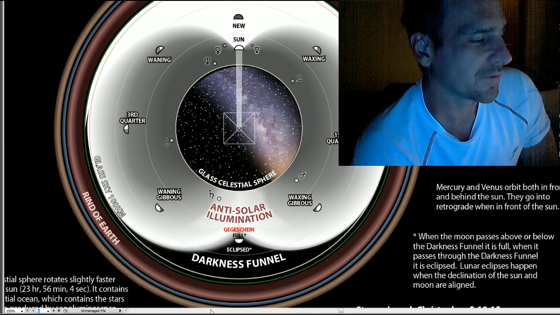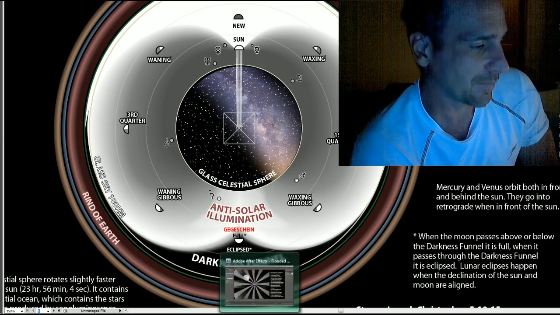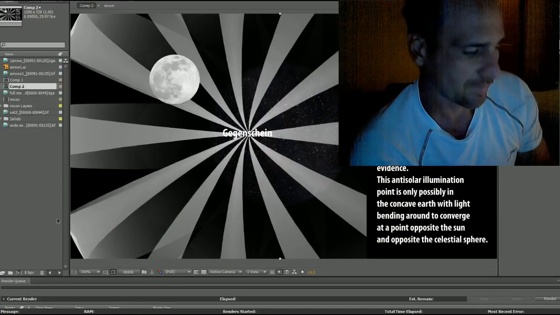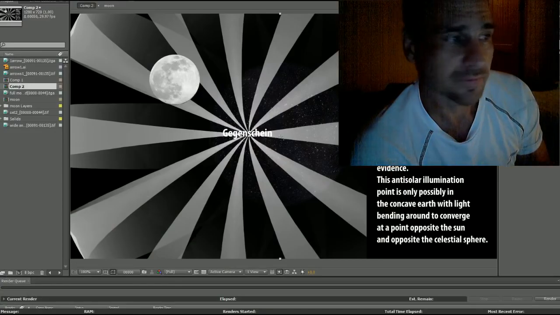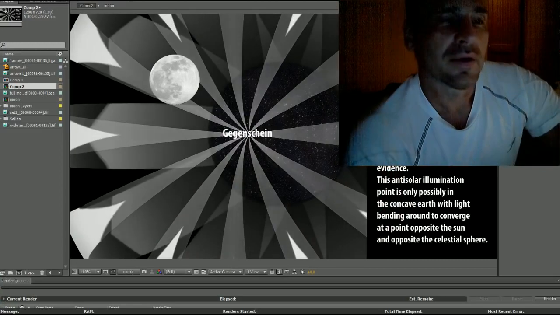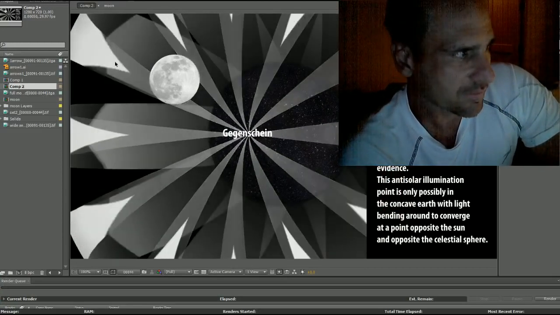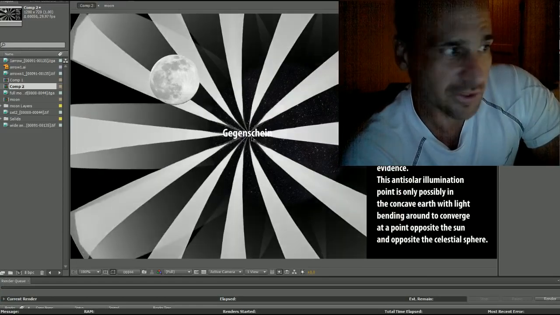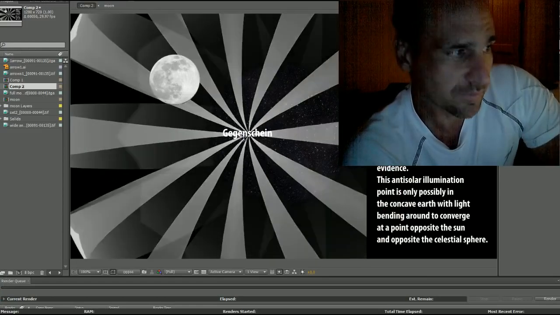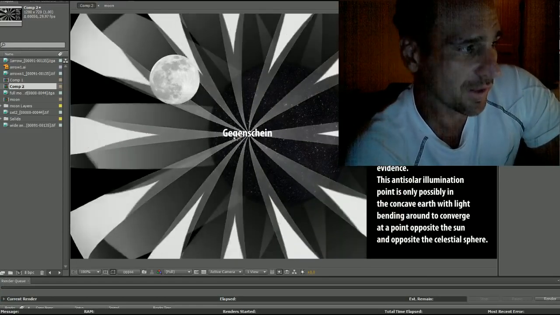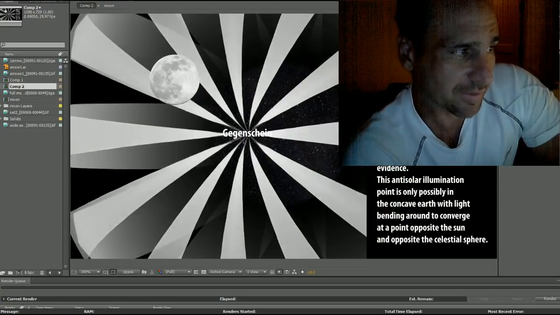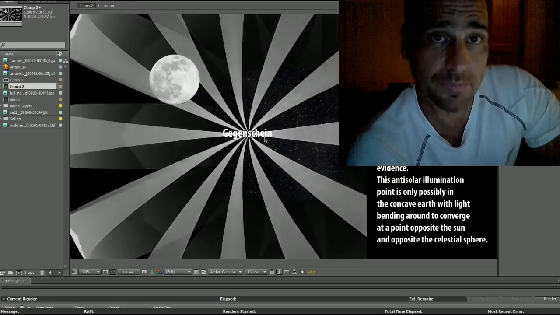And I was going to illustrate that. I was going to animate that. I did animate that. Let me just start this rendering here. These contour lines are showing how the light is converging at this little convergence point. And I didn't even know they had a name for this. They call it the Gegenschein.